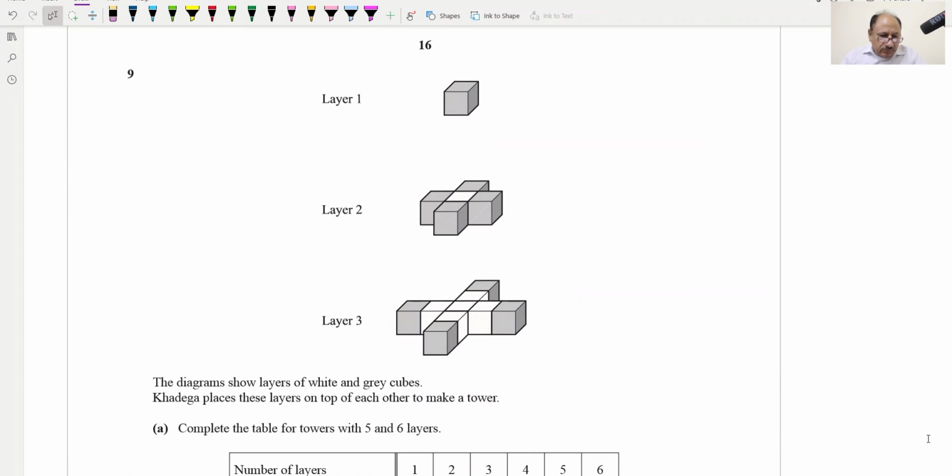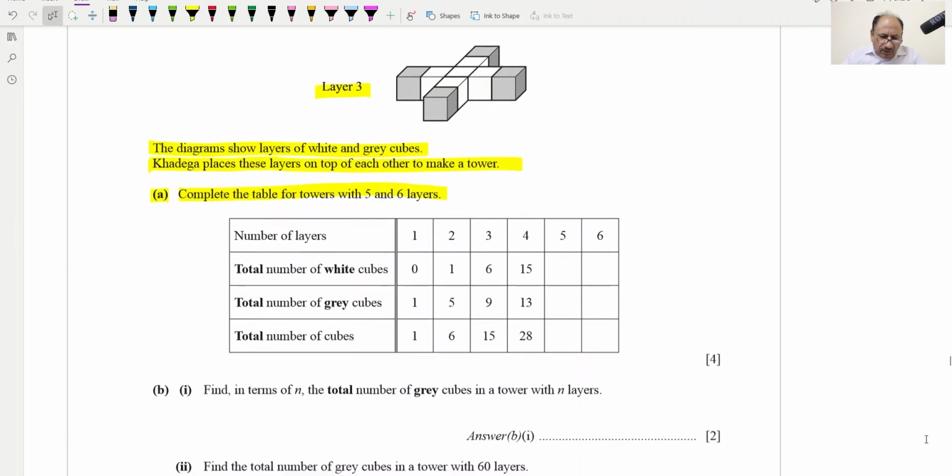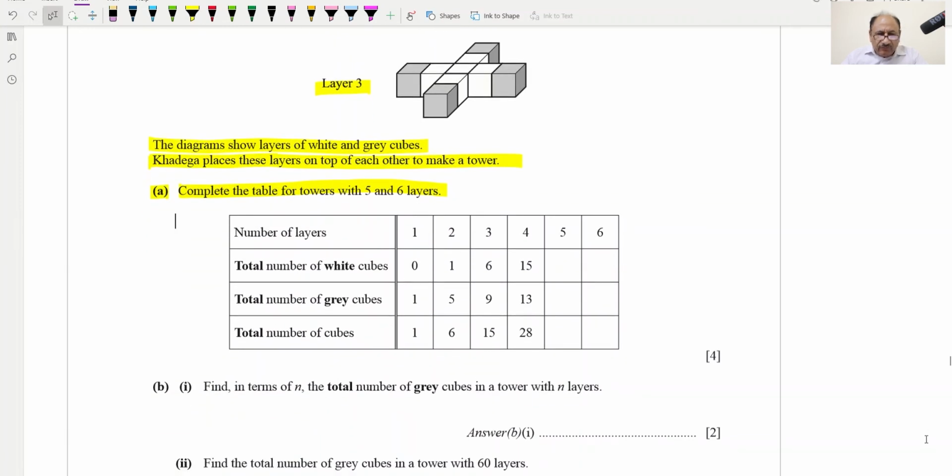Now question number 9. Question number 9 is a sequence question. They have provided the diagram, layer 1, layer 2, layer 3, and the diagram shows layers of white and gray cubes. Khadija places these layers on top of each other to make a tower. Part A, complete the table for towers with 5 to 6 layers. So we have to complete the table. How can we complete this table?